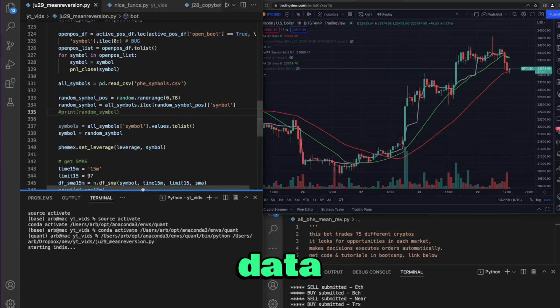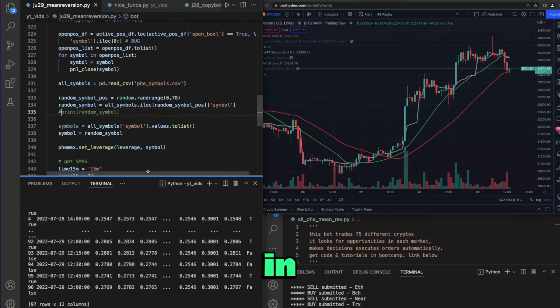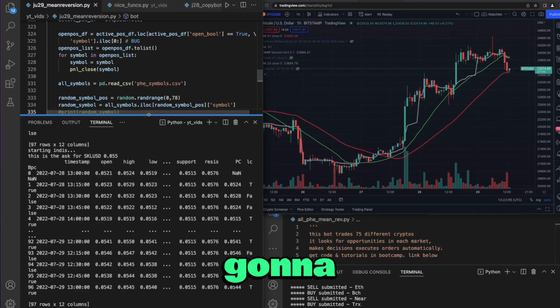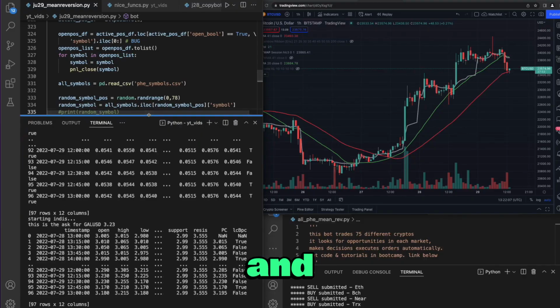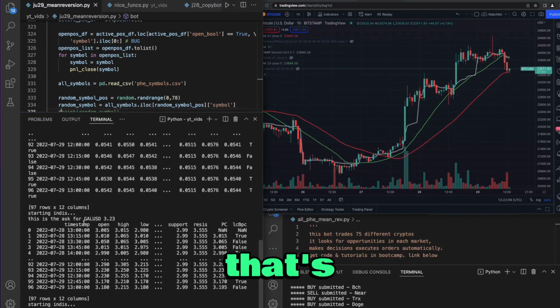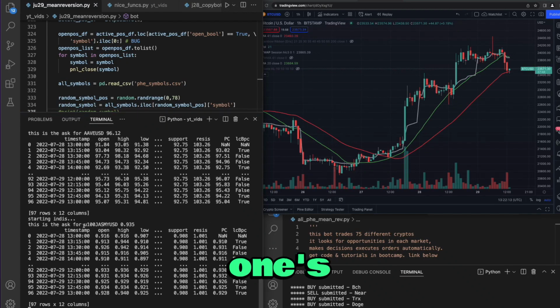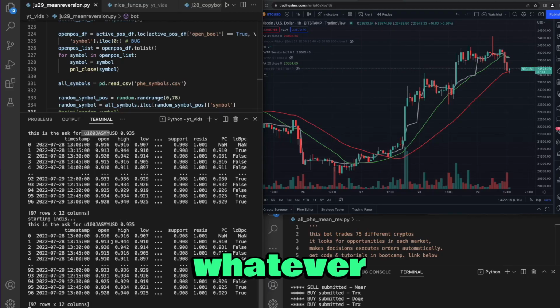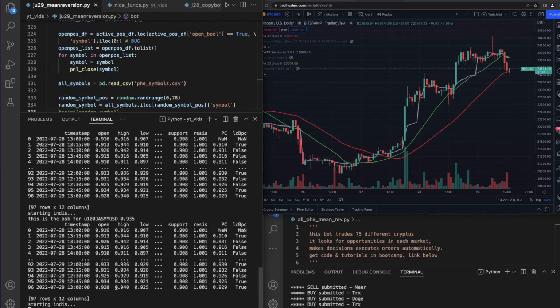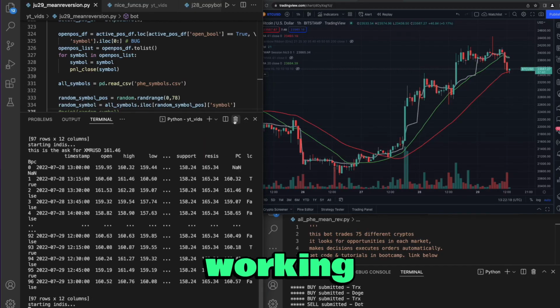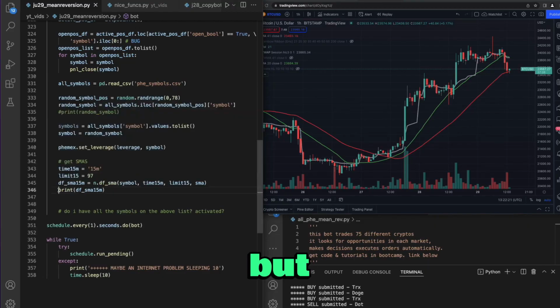It's going to return a data frame, I believe. So starting indices, okay, perfect. So it's going to get us a new data frame, and you can actually see here, that's for GAL, this is for Aave, this one's for 100 Jasmine, whatever that is. Okay, so that's working. I don't need to print this, but we got the SMAs for the 15-minute.